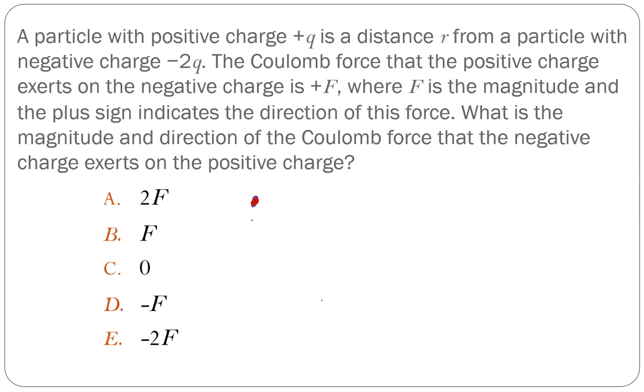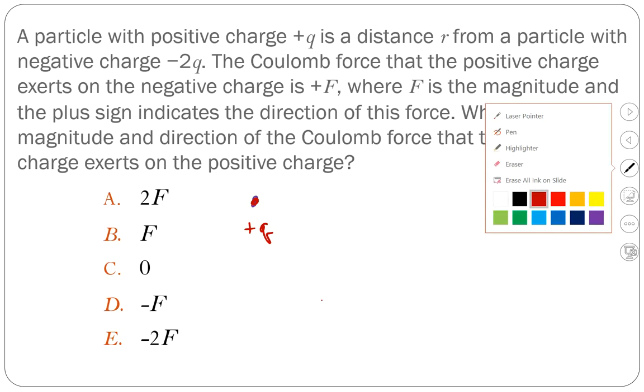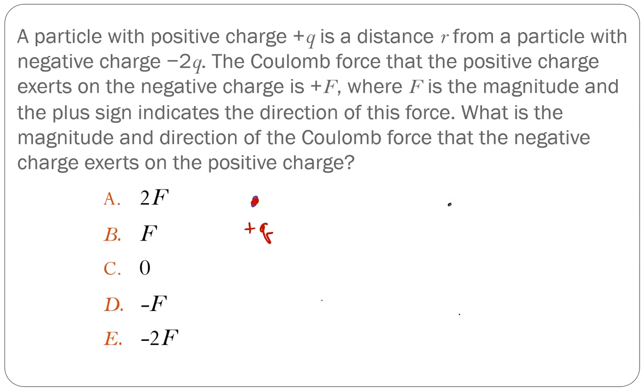So here we have plus Q with a negative charge minus 2Q. I'll make my negative charge a different color. So there's my two charges, the Coulomb force between them, and there's the separation of distance r.